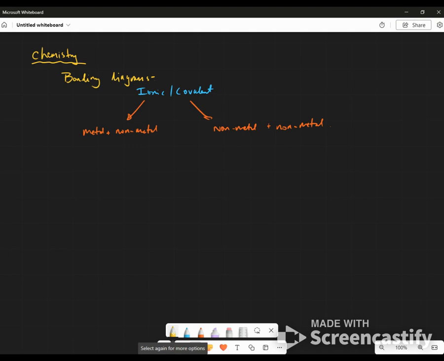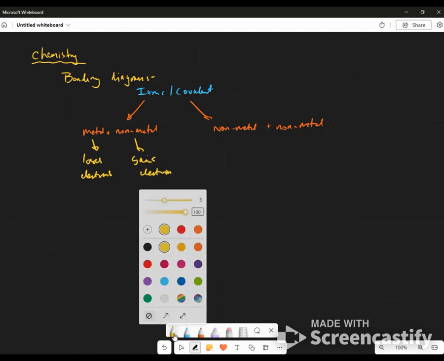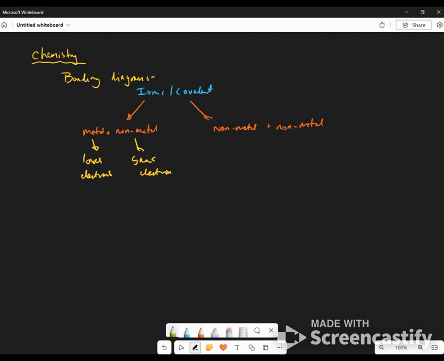So the most important thing is that the metal atom loses electrons and the non-metal gains electrons. Now, what does that mean? Well, once they've lost electrons or gained electrons, they form an ion. So if you lose electrons, you're going to be a positive ion. And if you gain electrons, you're going to be a negative ion.